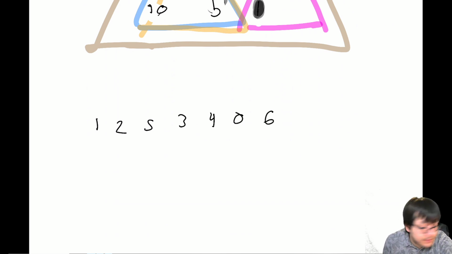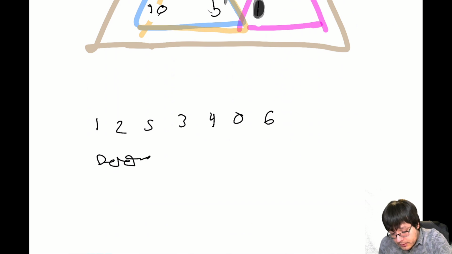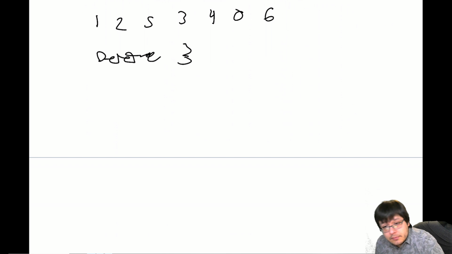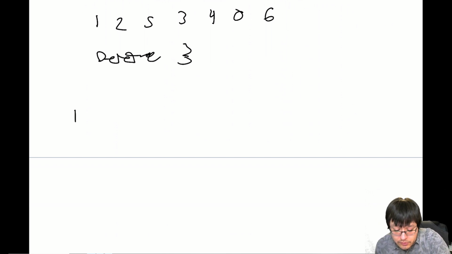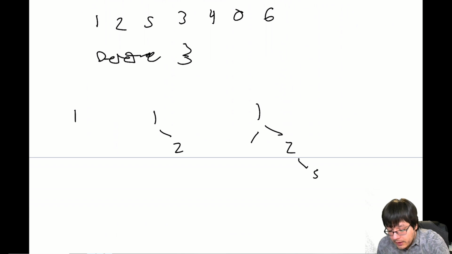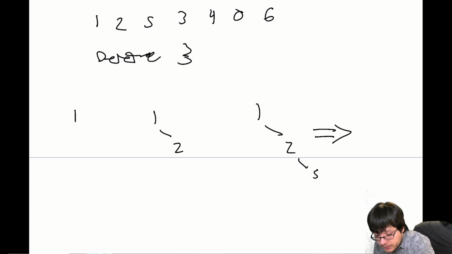So, okay. 1, 2, 5, 3, 4, 0, and 6. And then we have to delete 3. Okay? So, how do you do this on the test? You start out with a 1, then you draw it again and you put 1 and 2. Then you do 1, 2, 5. At that point, you perform a rotation.